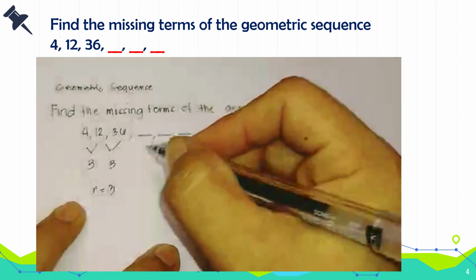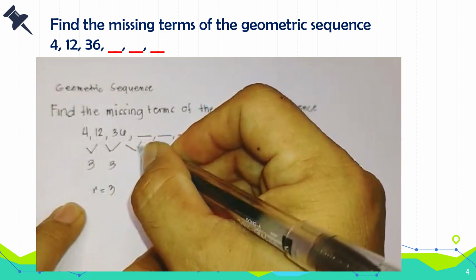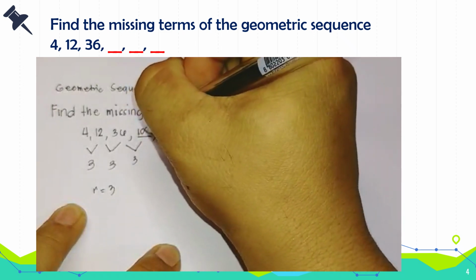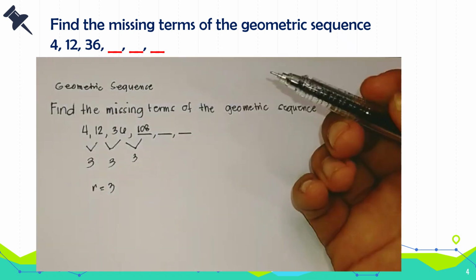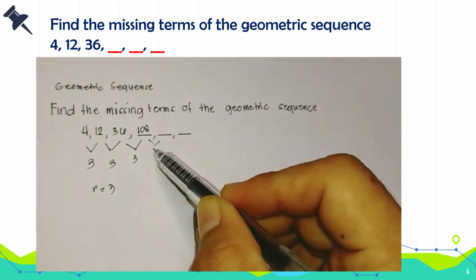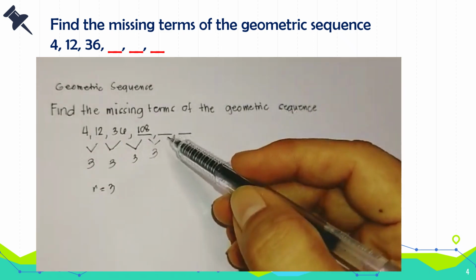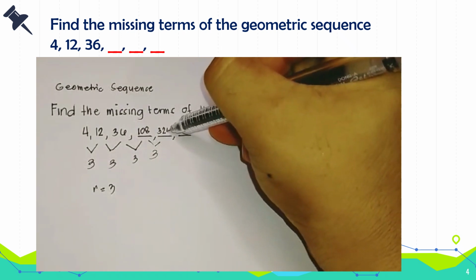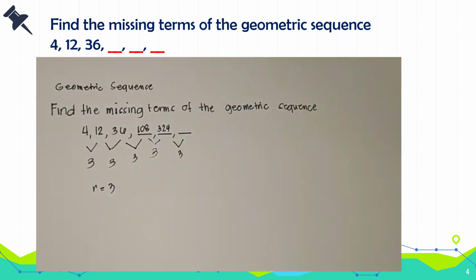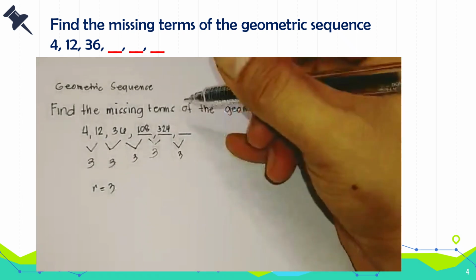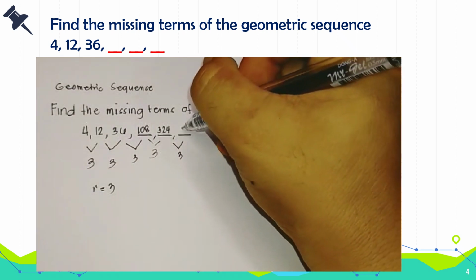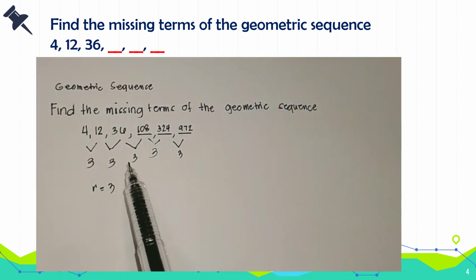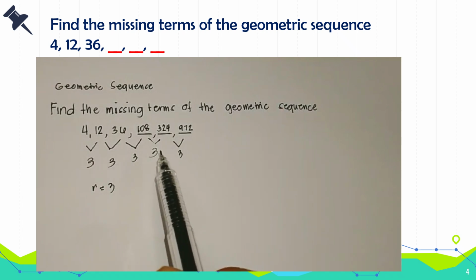We can just simply multiply 36 by 3. This will give us 108. 108 times 3 will lead us to 324. 324 times 3 will give us 972. In this example, we can just simply multiply to get the next terms.